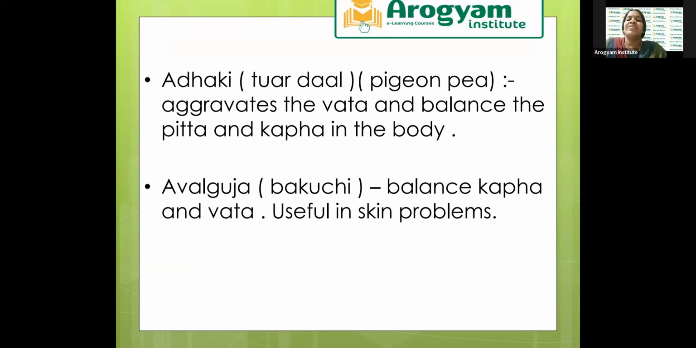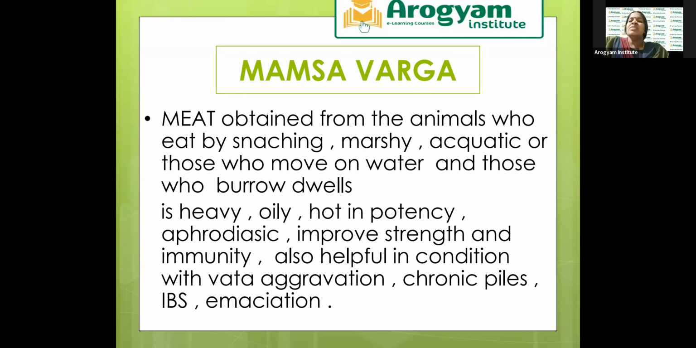लेकिन हम तो सांबार में या फिर routine में यही तो use करते हैं, right? So it balances pitta and kapha in the body. Avalguja, see, this is one medicinal plant, bakuchi. It balances kapha and vata. In olden days, it was used more. Very good in skin problems. So this is about dhanya varga.